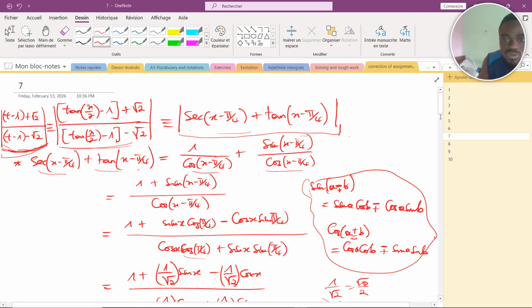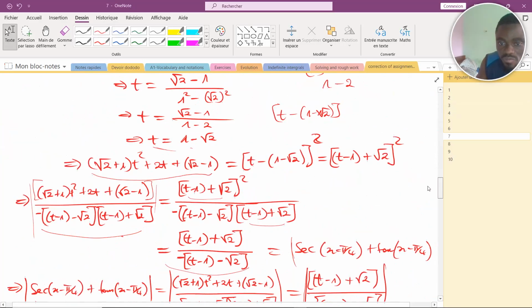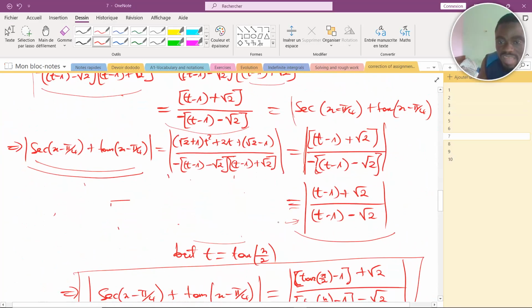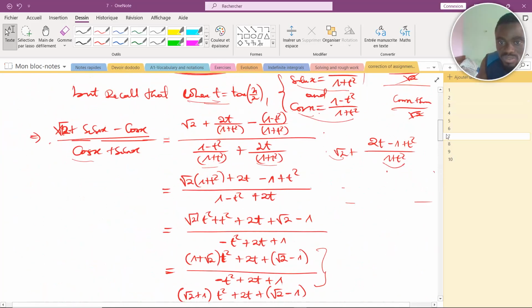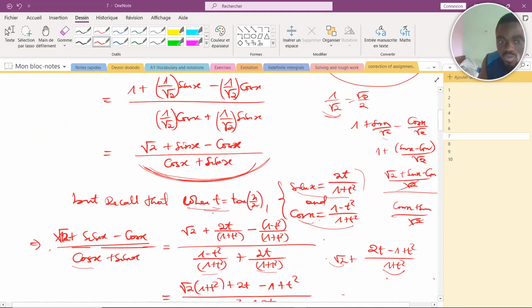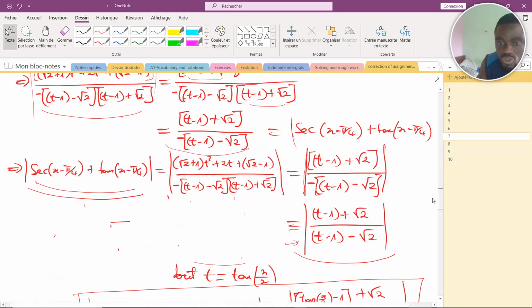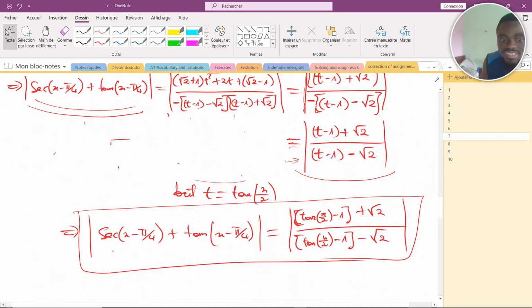You can even go further. If we know that our t was what? tan x on 2. Is that okay? Our t, when we were doing the integral, was tan x on 2. So if we substitute t equals tan x on 2 here, we see that this absolute value is equal to this. So that's how we prove it.